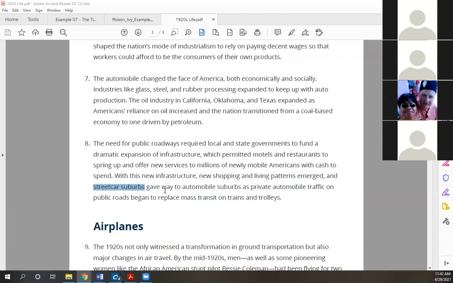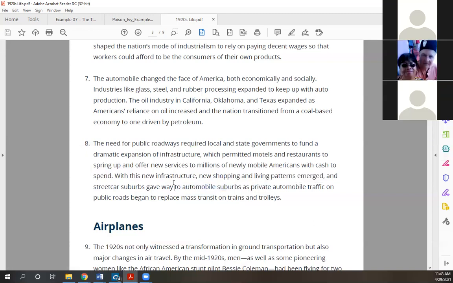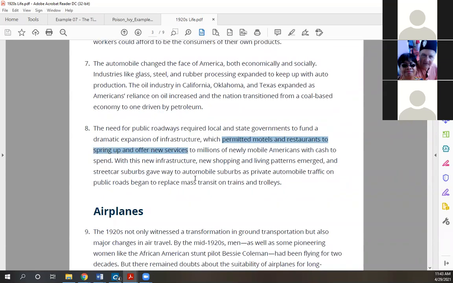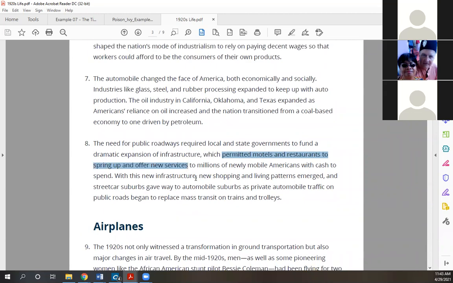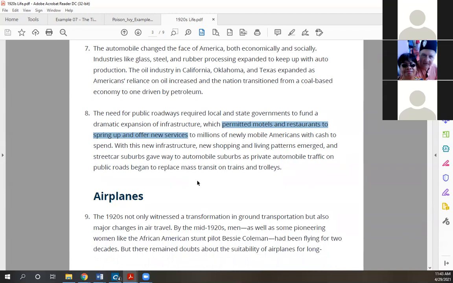Now, streetcar suburbs give way to automobile suburbs and people are driving more. Okay, so that's going to change. Motels and restaurants spring up. People are traveling. Things change. Okay, so the first cars happen in the early 1900s. In fact, I think there were even very basic automobiles before 1900, but really it was the 1920s before they took off. And then as we saw, 23 million by the end of the 1920s. So the invention, development and expansion of popularity of the automobile really changes America.